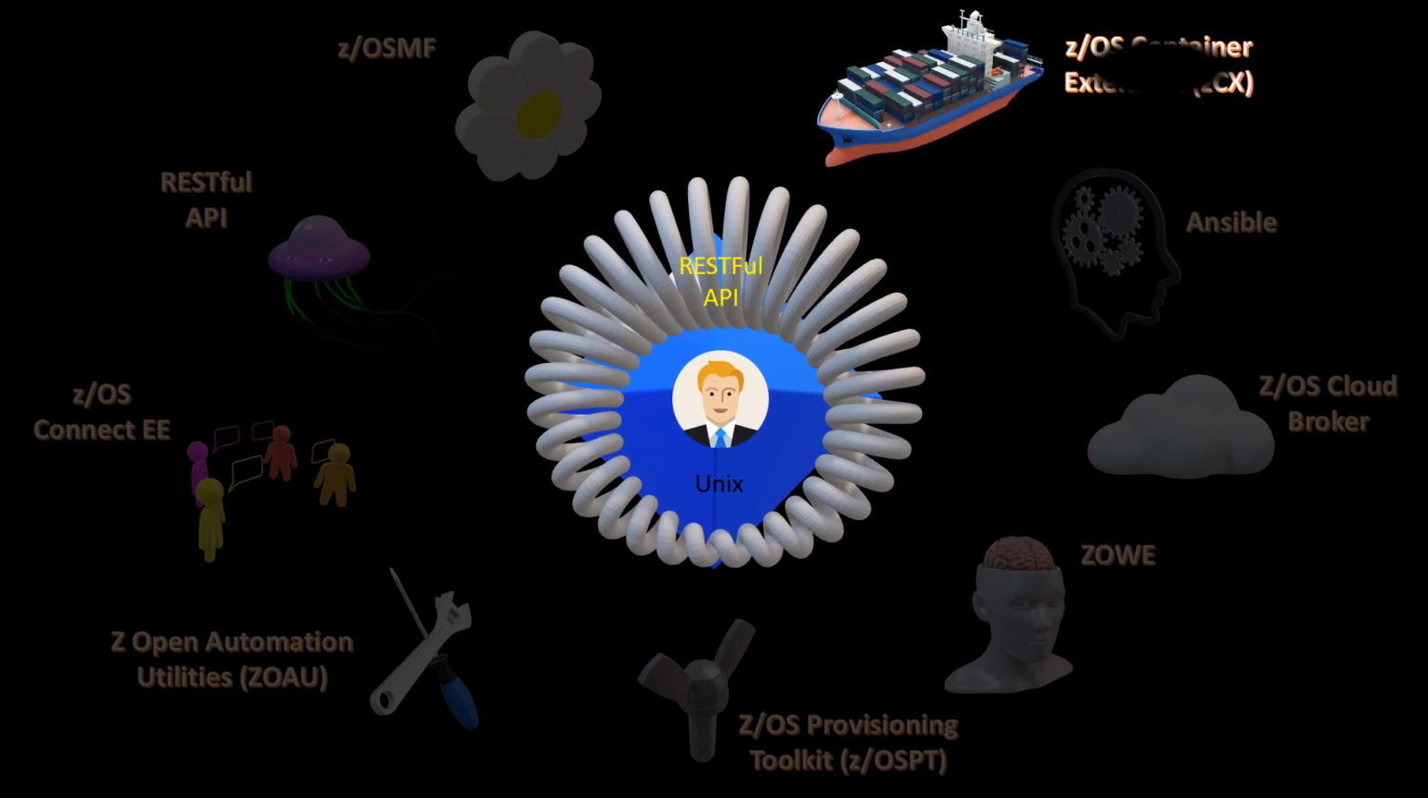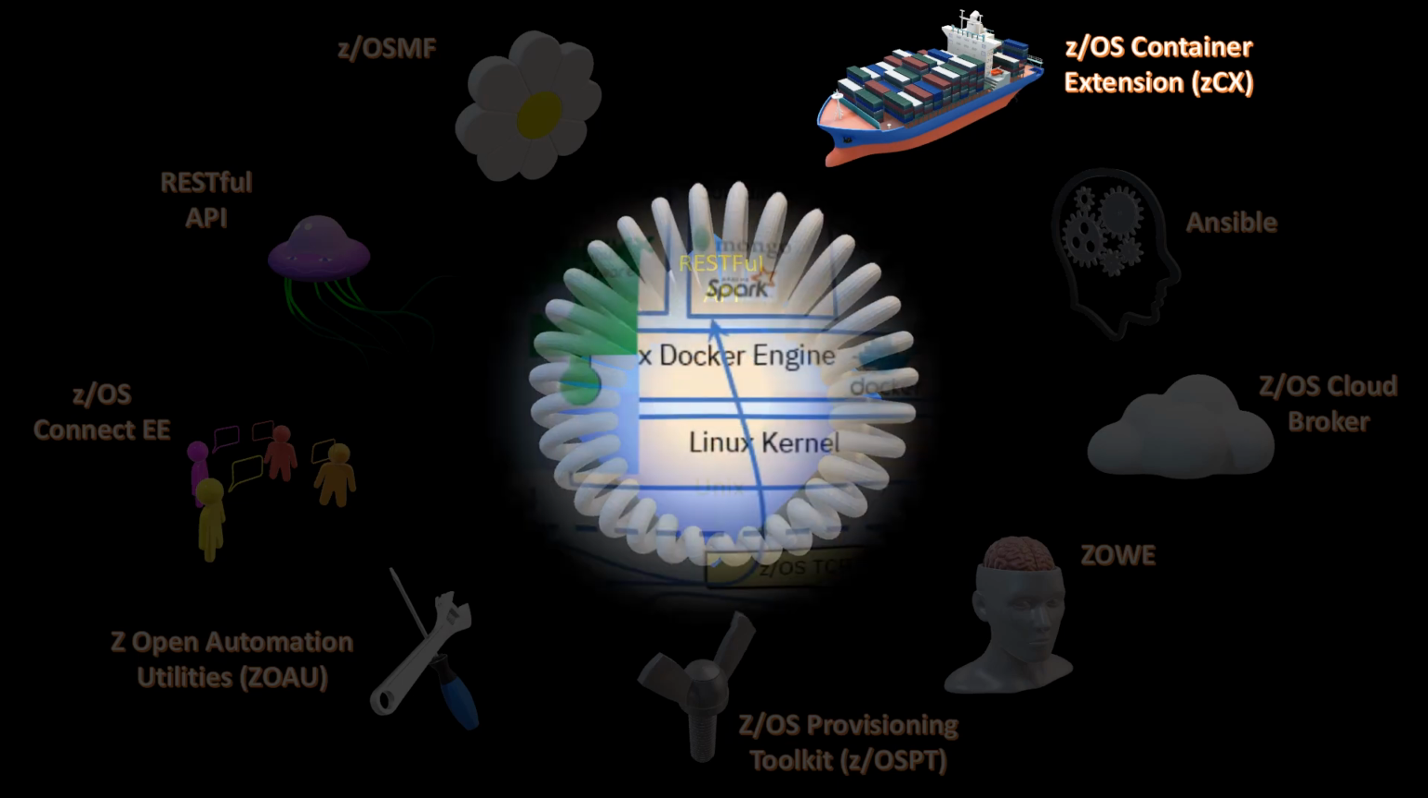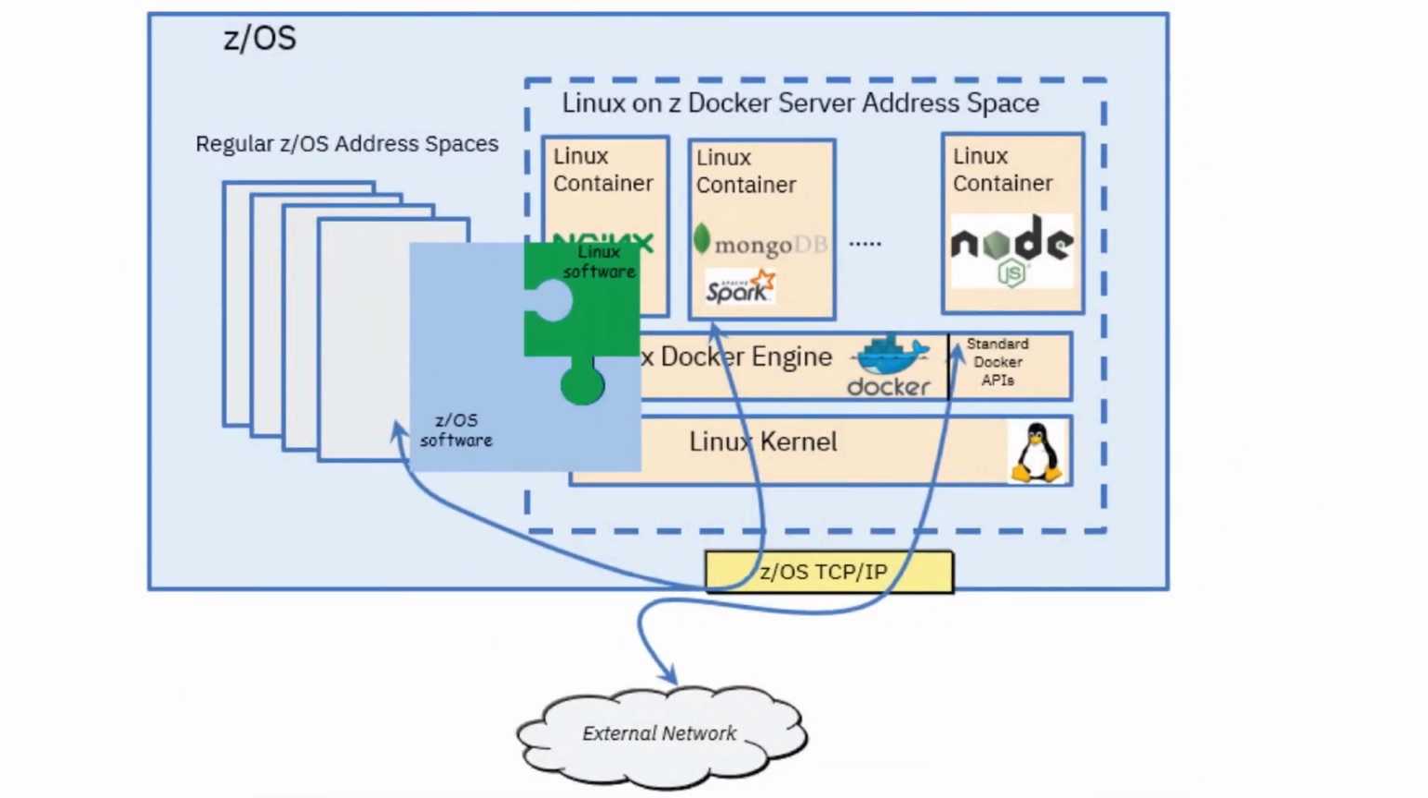IBM z/OS Container Extensions. zCX makes it possible to integrate Linux applications with z/OS without provisioning a separate Linux server. Now developers can write Linux-based applications or hybrid applications, and they can coexist on the z/OS system along with other subsystems. They can communicate with other z/OS resources using standard interfaces. Linux-based software is packaged as a Docker container image running as a zCX address space inside z/OS.